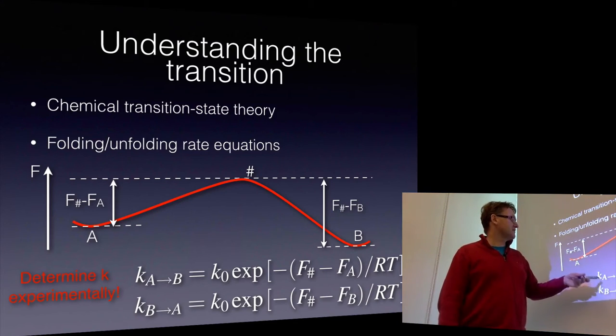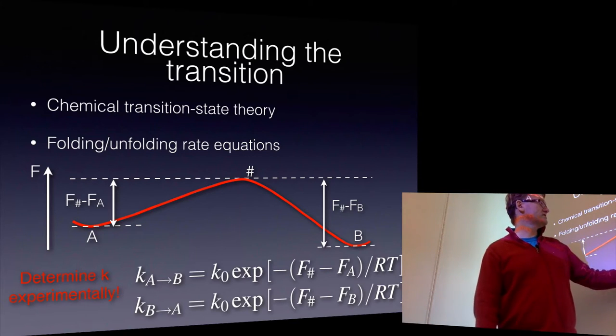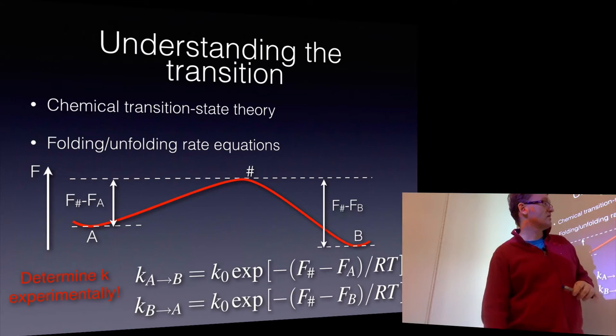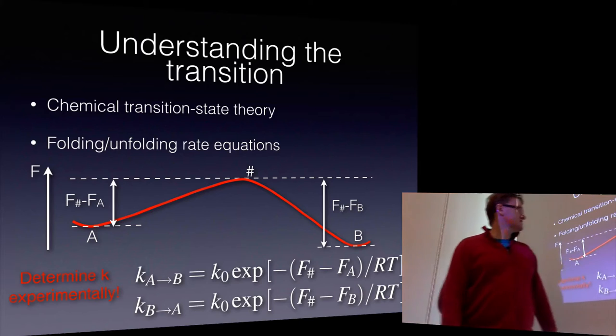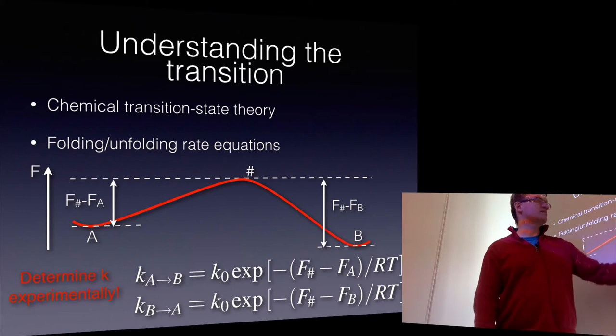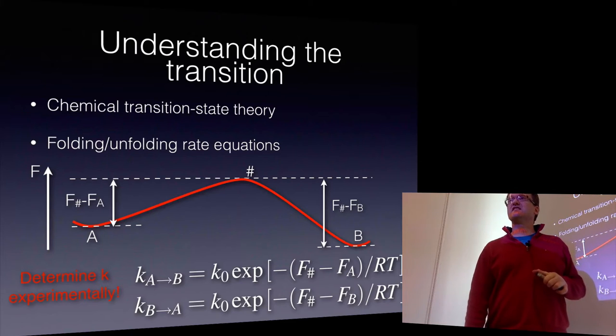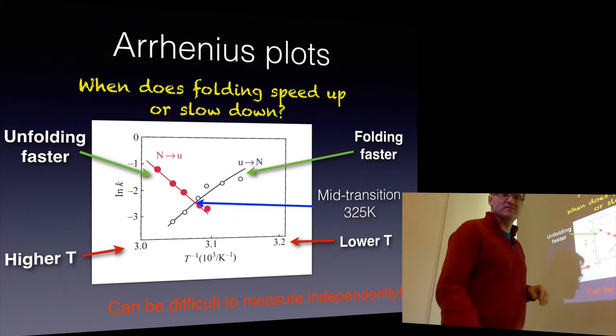So if I measure those constants and then I take the logarithm of it, then I'm going to say that the logarithm of k is proportional to the difference in free energy divided by RT. So there's a 1 over T there, proportionality. So if I plot the logarithm of k versus 1 over T, I should be able to get these free energies as the slope. And that's called an Arrhenius plot.